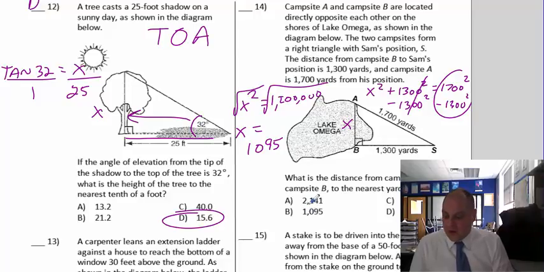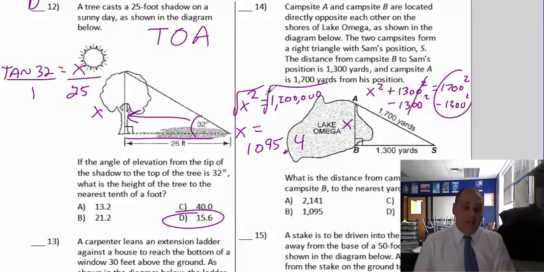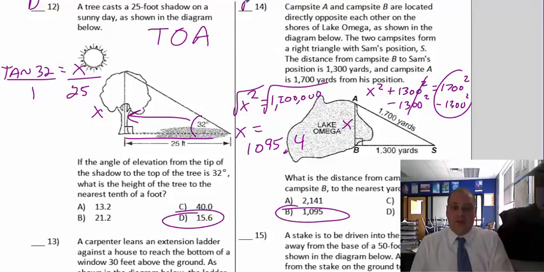1095.4. So if you round too early, you will have issues here. And if you round incorrectly, you could get an answer that's wrong because they have 1096. It's 1095. You round down. So it is choice B there.